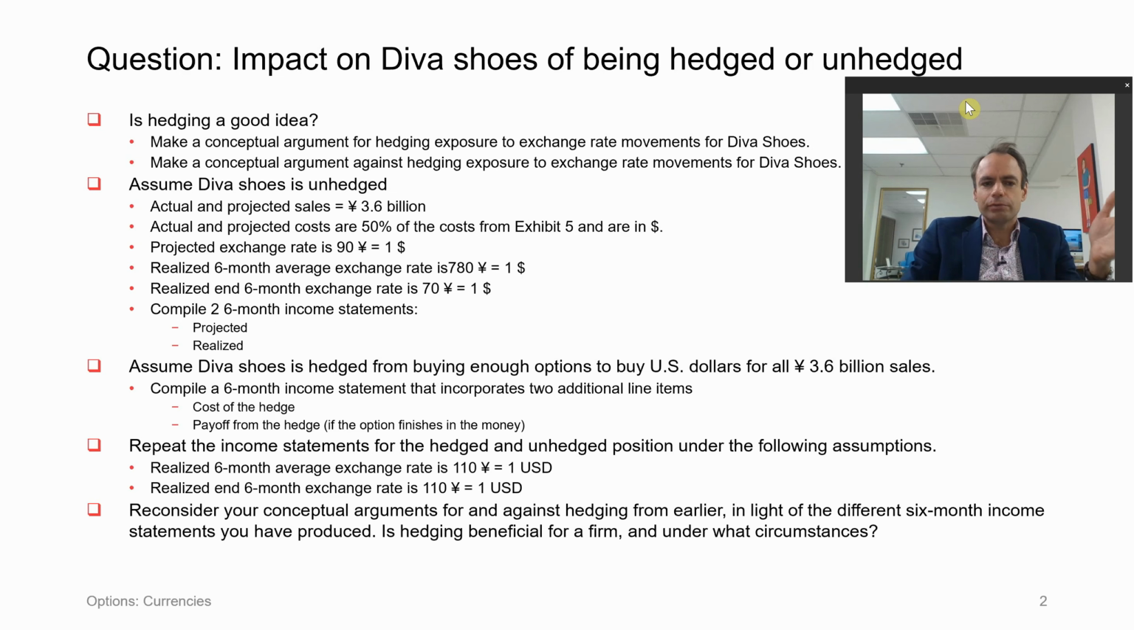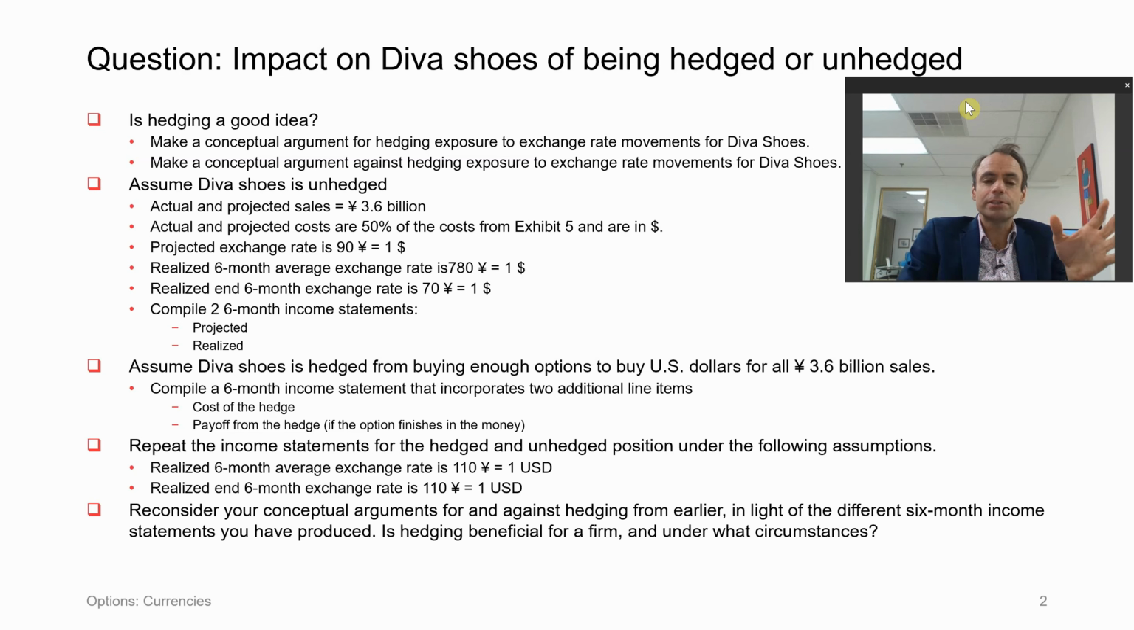So the example we're going to work through is to first assume that Diva Shoes is unhedged. Actual and projected sales for a 6-month period are going to be 3.6 billion yen. The actual and projected costs are going to be half of the cost from Exhibit 5 in the case, which are annual numbers. They're going to be denominated in US dollars. Our projection is that the exchange rate is going to be 90 yen equals 1 US dollar over the 6-month period. We're also going to project that the realised 6-month average exchange rate and the ending exchange rate is going to be 70 yen equals 1 US dollar. There's a minor typo in my slide, but it's going to be 70 yen.